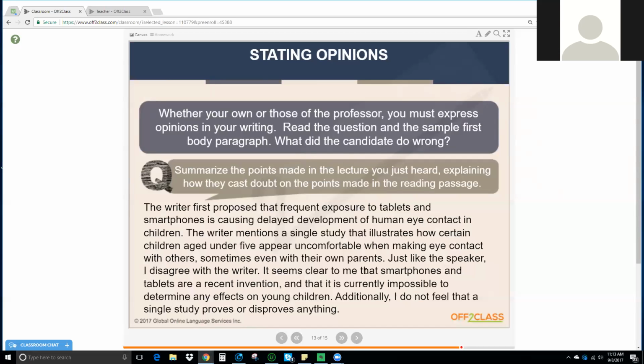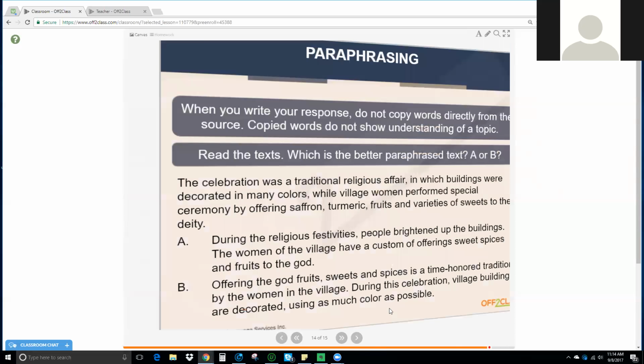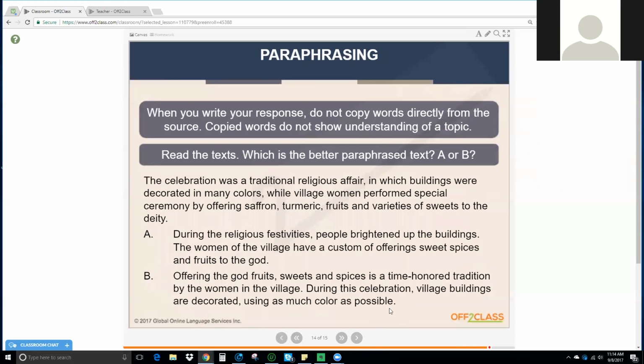Okay, so what's wrong with this? It's pretty good, but there's something missing here. What is it? Okay. When you write your response, do not copy words directly from the source. This is plagiarism.